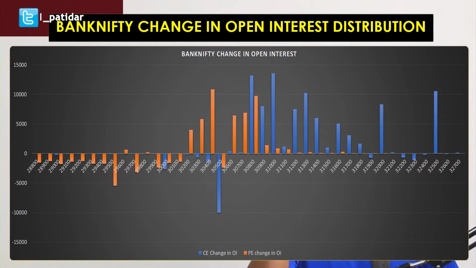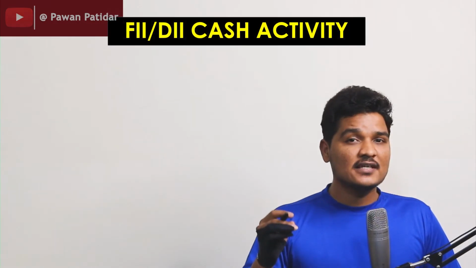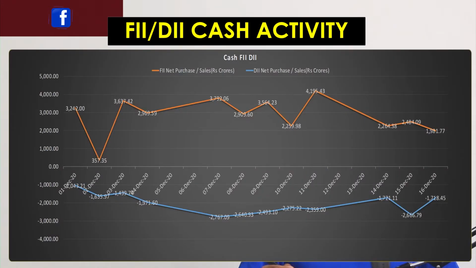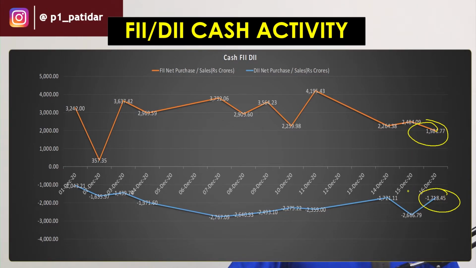Now let's move to the next and discuss cash activity of FIIs and DIIs. If you see here, in the cash activity of FII and DII, FIIs are continuously buying. Today also they were buying and DIIs are continuously selling. So by seeing this chart alone, you can say who moved the market down. It was definitely the DII. They made the market go down in the daytime, and thereafter FII wanted it to be on the positive side. That's why they bought and took the market up. That's what happened in the bulls and bears fight today.